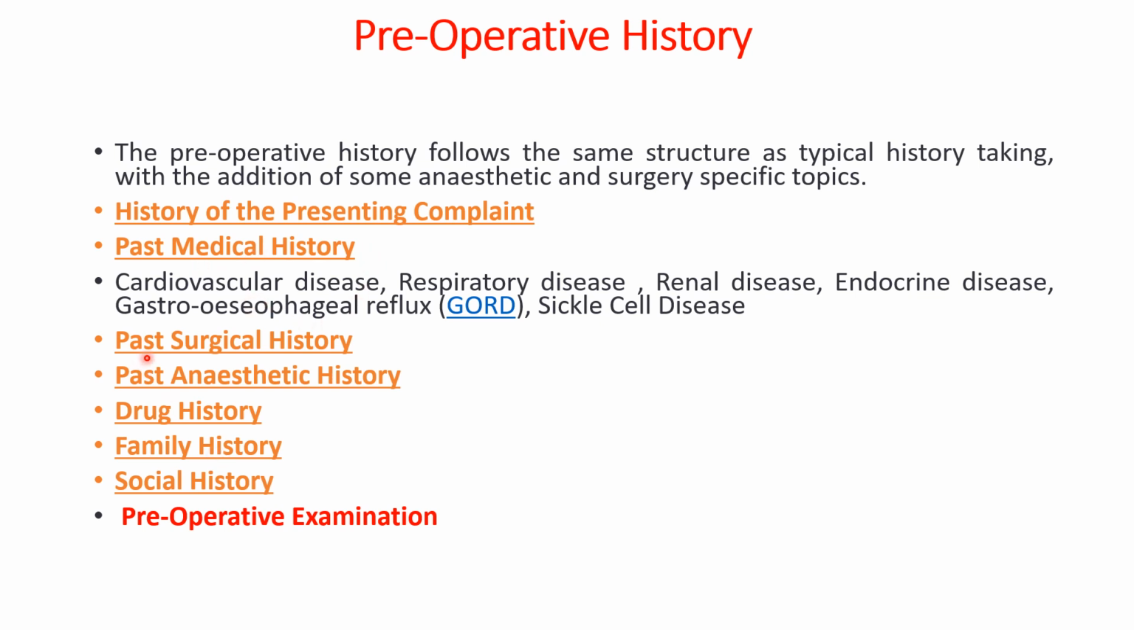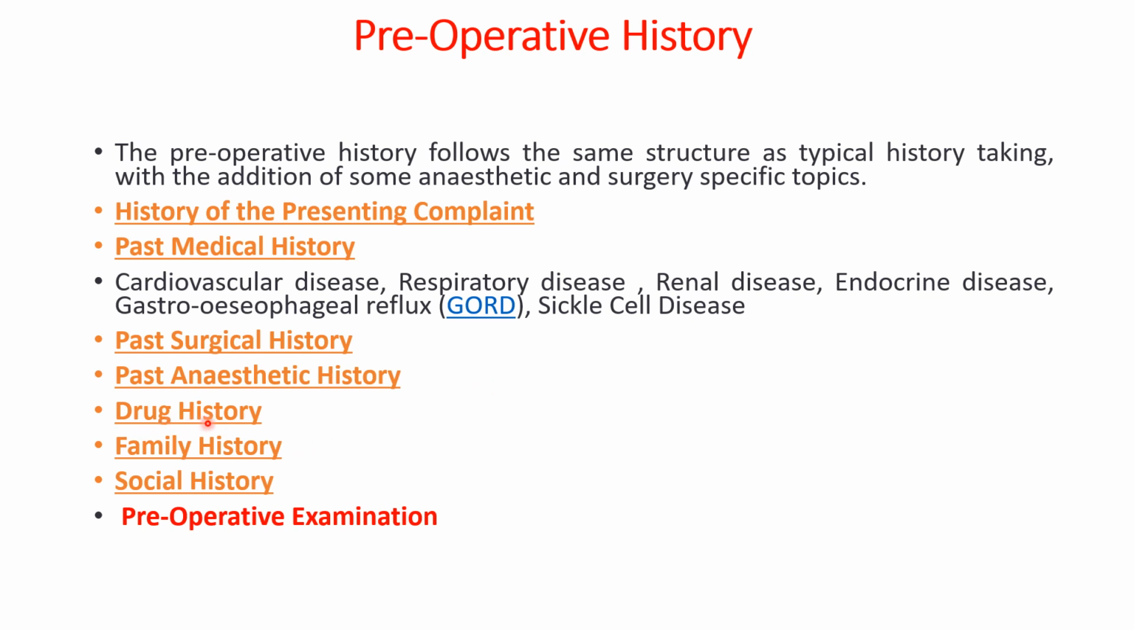Next is past surgical history. Ask if the patient has had any previous operation, and if so, what operation, when, and why. Then past anesthetic history: has your patient had anesthesia before, and if so, what type was used? Were there any problems with the specific anesthesia used? Did they experience any post-op nausea and vomiting?